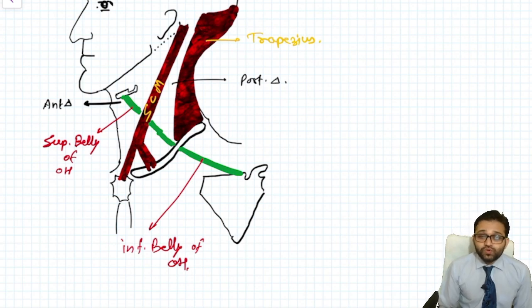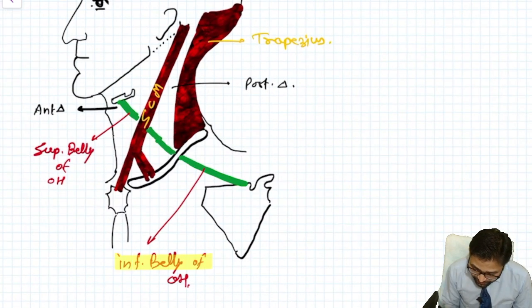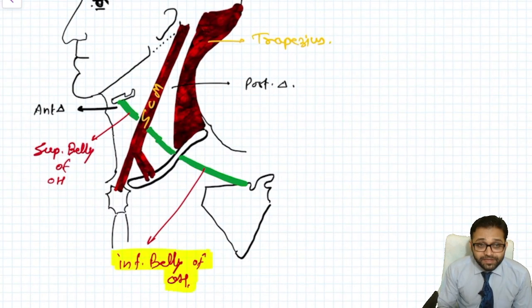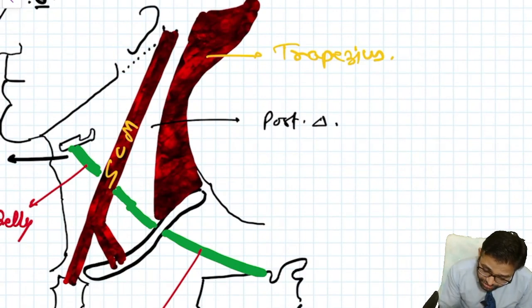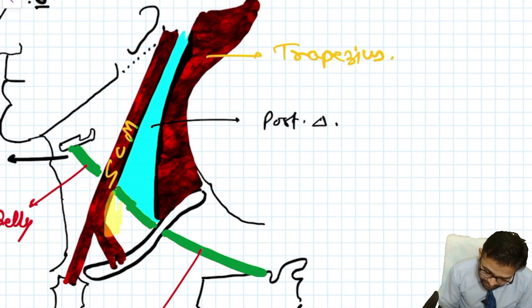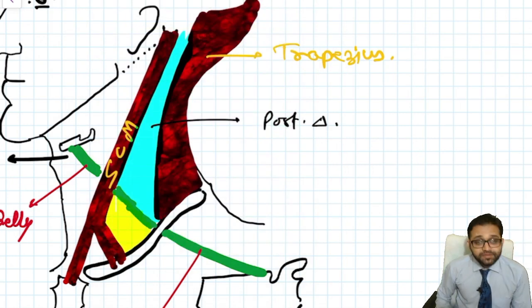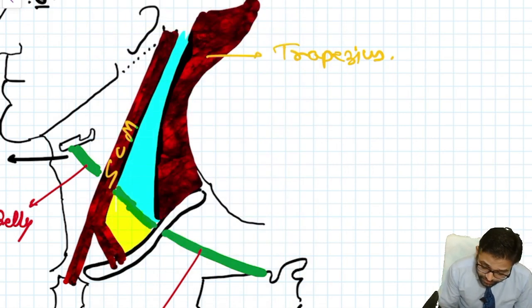Also, you can observe that this inferior belly of omohyoid is dividing the posterior triangle into two parts. What are the two parts? Can you see? 1 and 2. Yes, this is the upper, and here is our lower portion. Got the point?